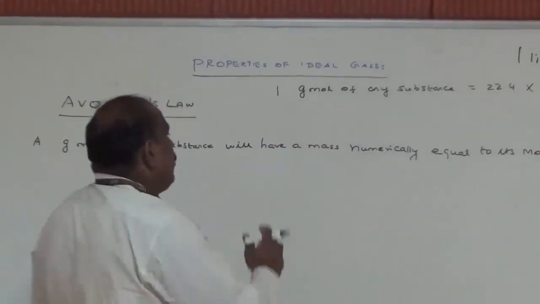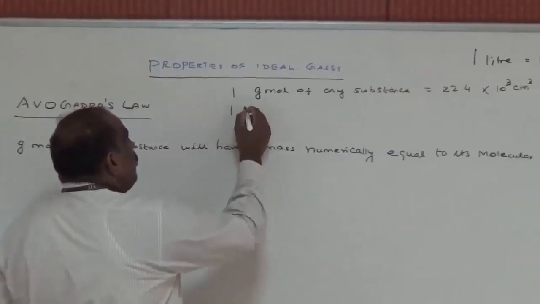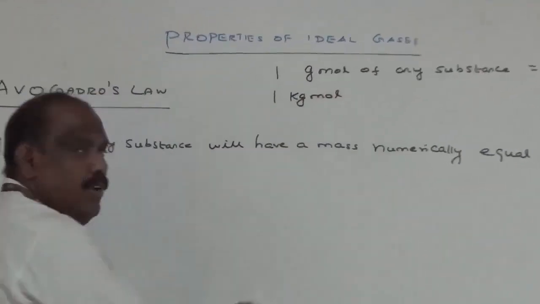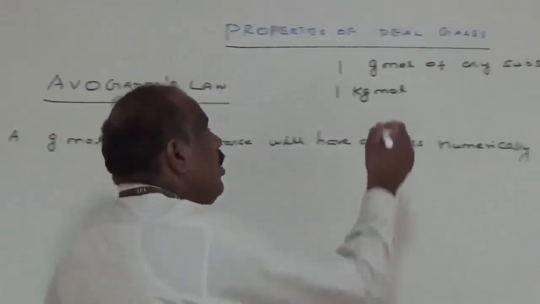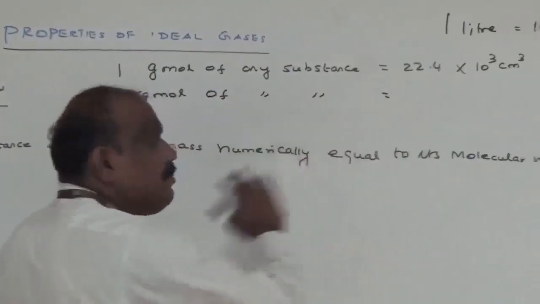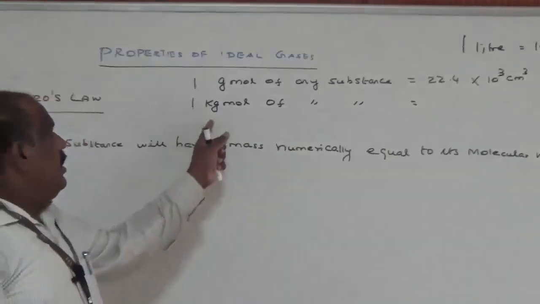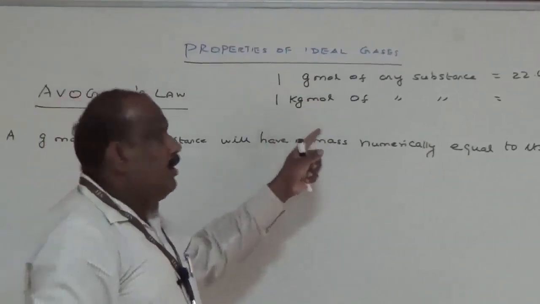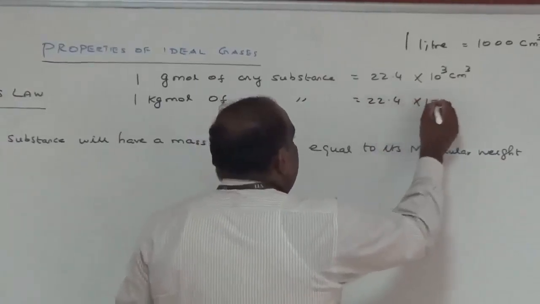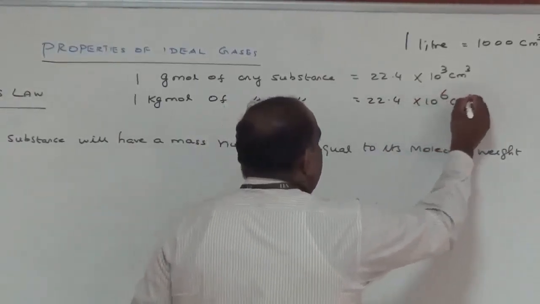So, instead of 1 gram mole, if I take 1 kilogram mole, it is not wrong. Instead of taking 1 gram mole of oxygen, I am going to take 1 kilogram mole of any substance. So what is the volume? Multiply both sides by 1000. Here also I multiply by 1000, because to convert the gram mole into kilogram mole, I multiply by 1000. So it becomes 22.4 into 10 power 6 centimeter cube.